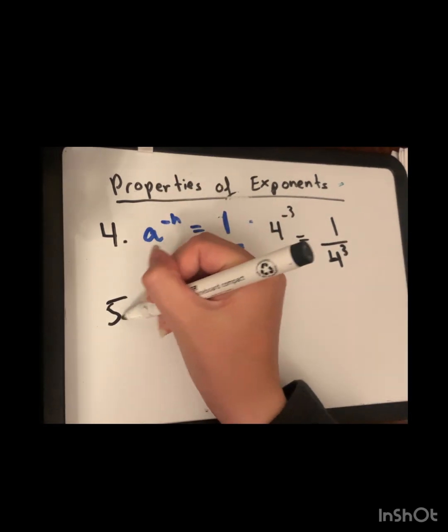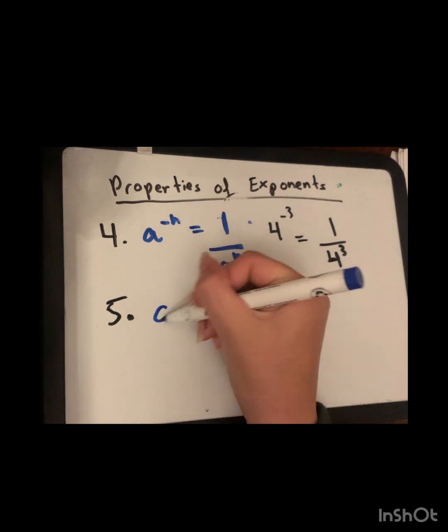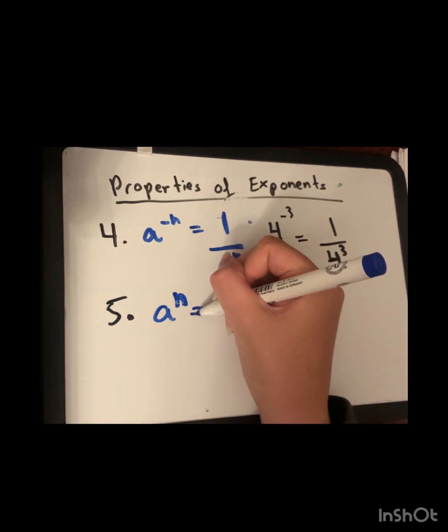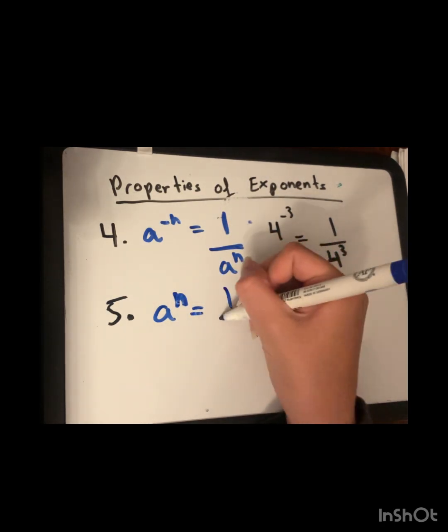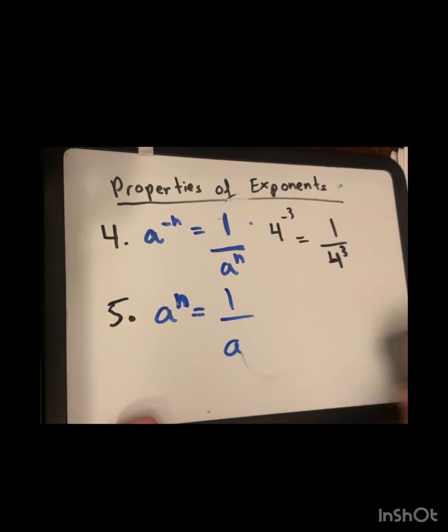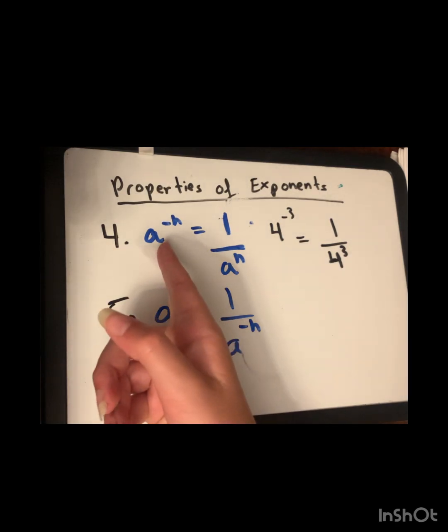Now we're going to number 5 because I don't want to waste your time that much. And number 5 is pretty simple. It's a to the n equals 1 over a to the negative n. It's the same thing. If you have a positive, it would go negative to the bottom. And if you have negative, it would go positive.